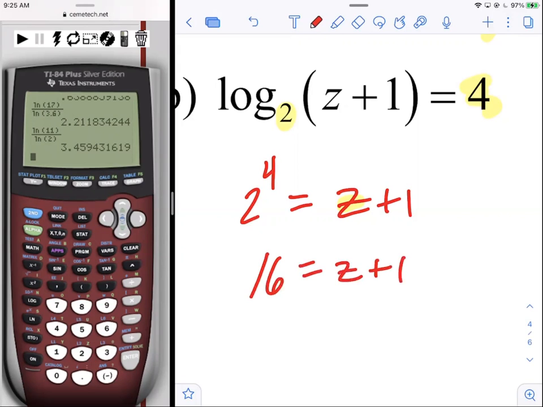And now to solve for z, we just subtract 1 from both sides. 16 minus 1 is 15. And there it is, there's the answer. It's not only fun, it's easy, right? It's fin easy. Yeah, it's fin easy.